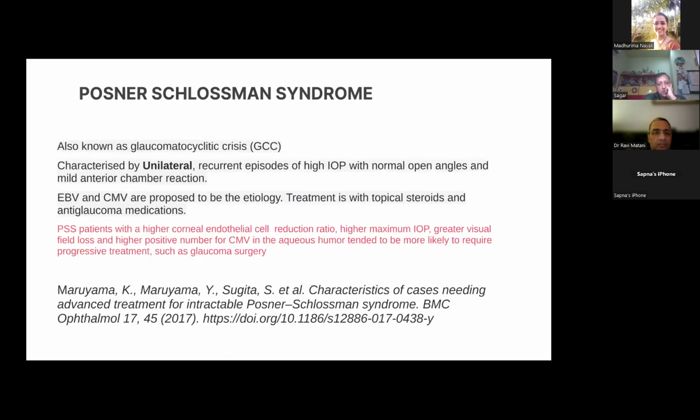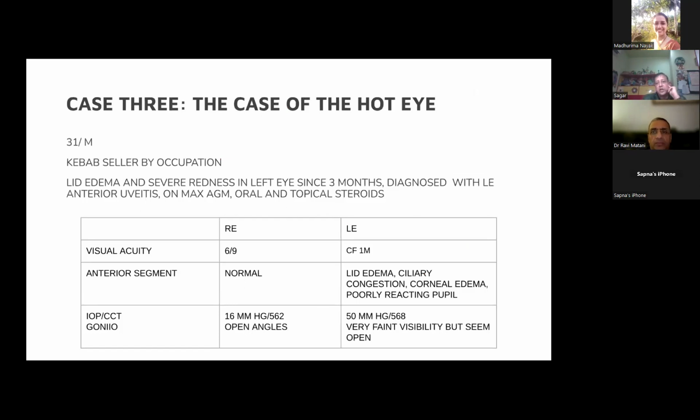So the next case is a very interesting case, a case of a hot eye. This is a 31-year-old male, a kebab seller by occupation, who came to me with a really red-looking eye, swollen lids, and severe conjunctival congestion and hyperemia. He had been diagnosed elsewhere with anterior uveitis. He was on maximum possible, the important word here being maximum possible, not maximum tolerable, anti-glaucoma medication, and he was on oral and topical steroids as well.